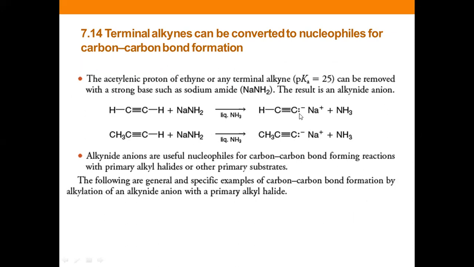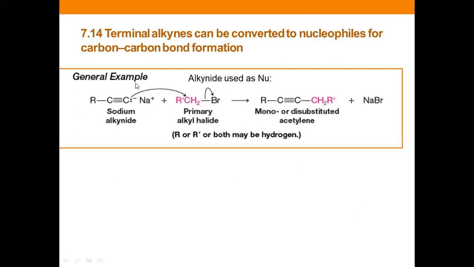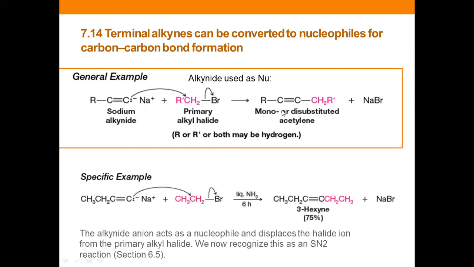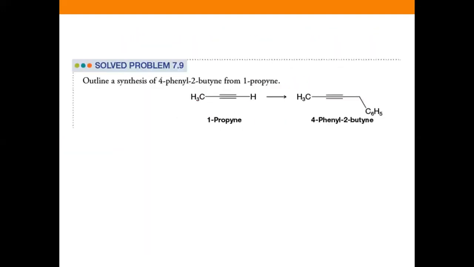Once you produce your alkynide, the negative charge on the triple bond, then you can attack a primary alkyl halide to increase our chain length. Okay, so anyone who can share your answer?